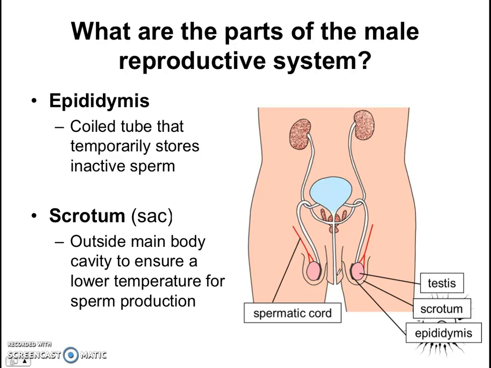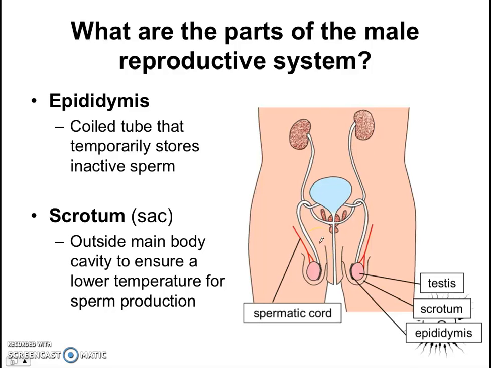Secondly, we have a very important structure called the scrotum. This is what you can actually see from the outside. It's a sac, a little bag, that holds your testis in place. And importantly, it actually allows your testis to be located a distance away from the main body cavity. So the scrotum allows the testis to be located outside the main body cavity so that there is a lower temperature for sperm production. So apparently, sperm production requires a slightly lower temperature than the 37 degrees of your body.